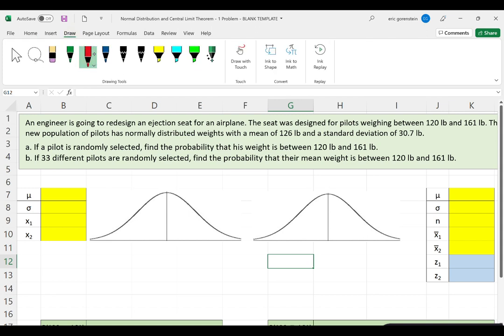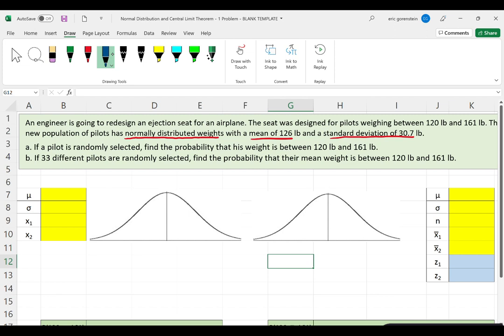Okay, so before we look at the two questions, part A and part B, which I'm going to do below, if we just look at those first couple of lines, being told that the weights are normally distributed is important. So now we know we're using this continuous normal distribution graph as our model for probability. And we're not working with the standard normal distribution because the mean is not 0 and the standard deviation is not 1. In this case, the mean is 126 and the standard deviation is 30.7.